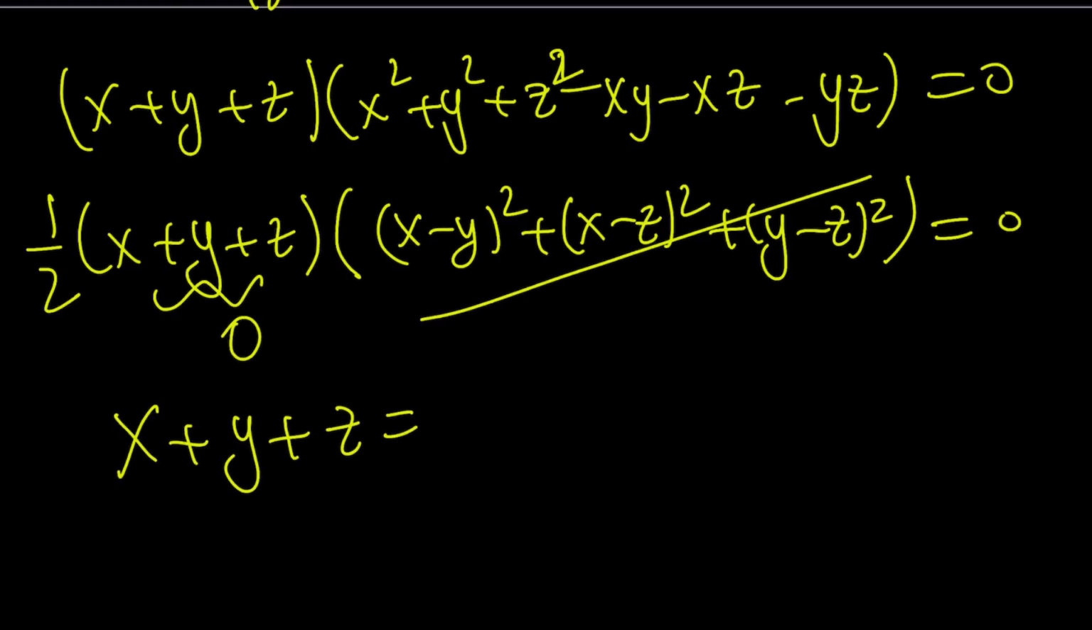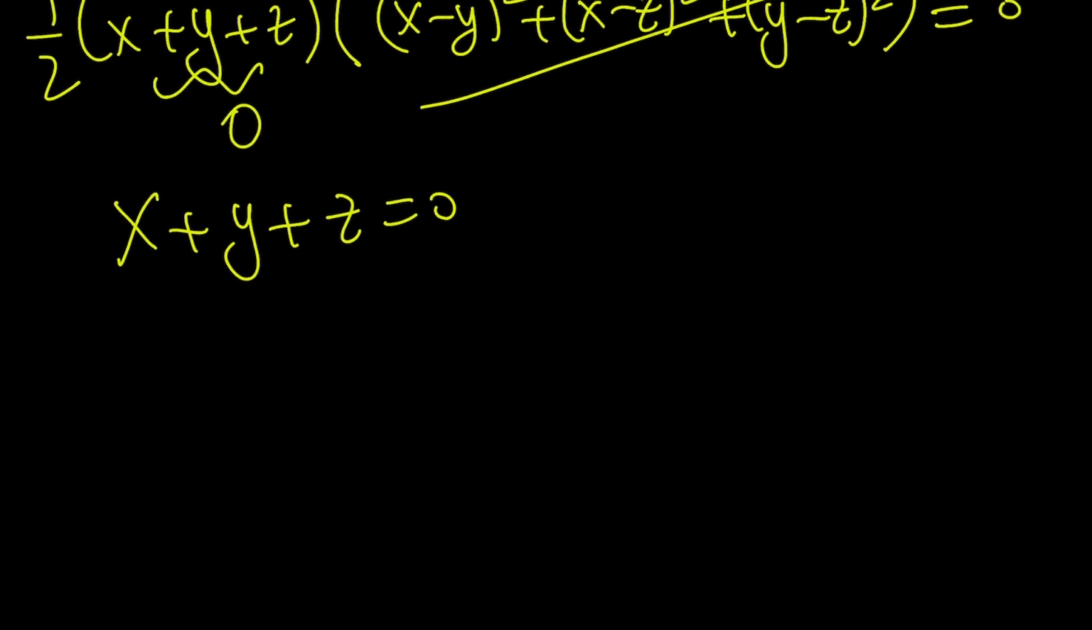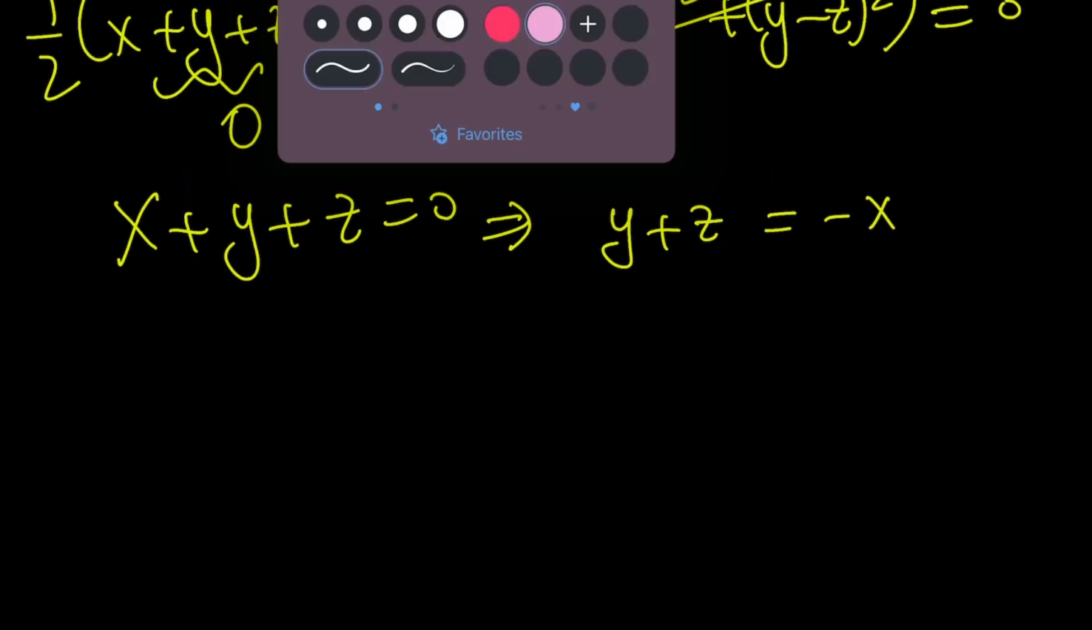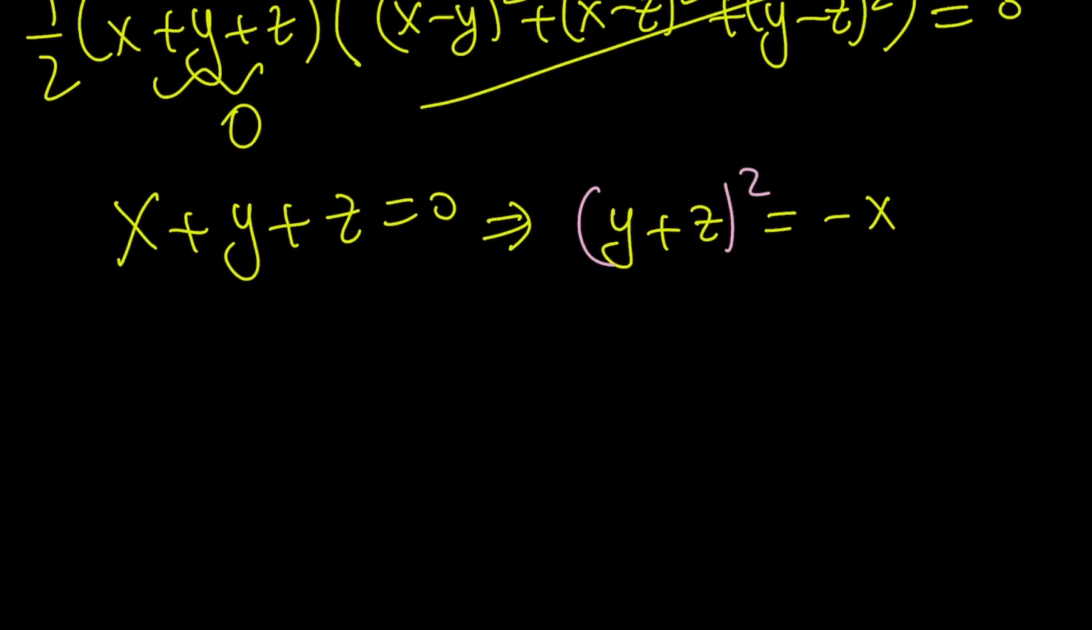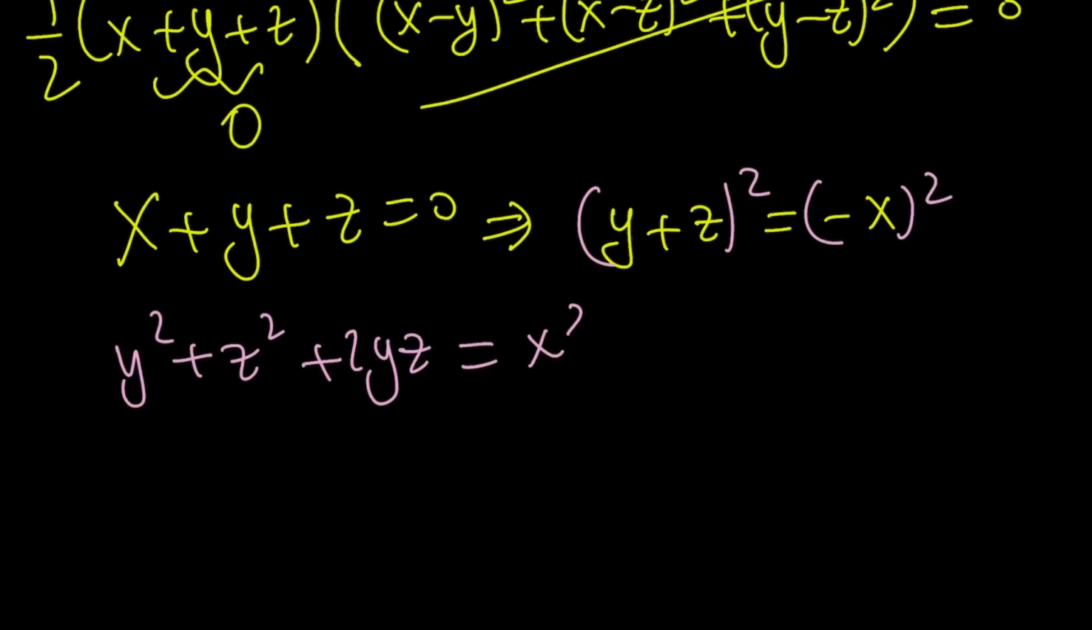But guess what? I'm going to proceed a little differently. Remember, in the first method, I used the, what is it called? Cubic formula. But this time I'm going to do something else. How about isolating one of the variables? I would like to isolate x. So I'm going to write it as y plus z is equal to negative x. And then I would like to square both sides. If you square both sides here, something nice happens. You get y squared plus z squared plus 2yz equals x squared.